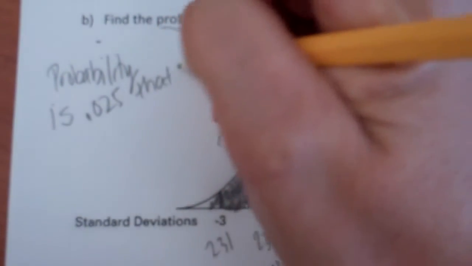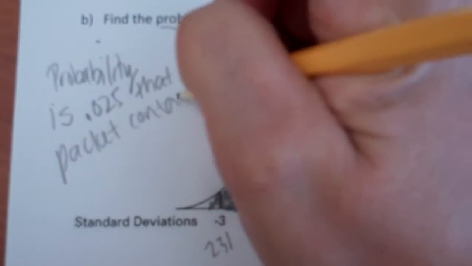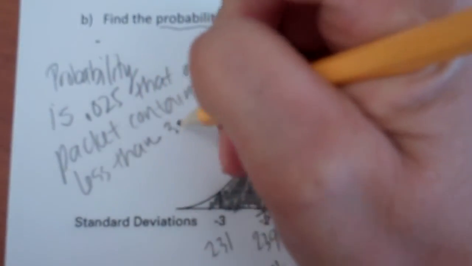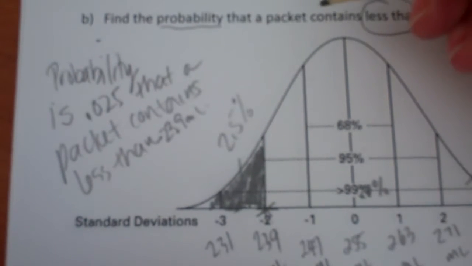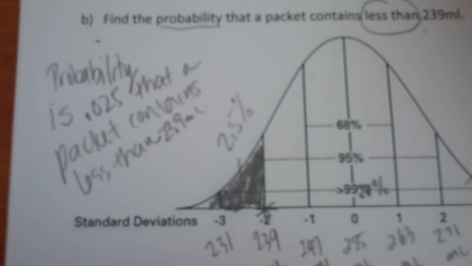that a packet contains less than 239 milliliters. Now that's one way to answer the question correctly because they asked for probability, and probability is a number from 0 to 1.